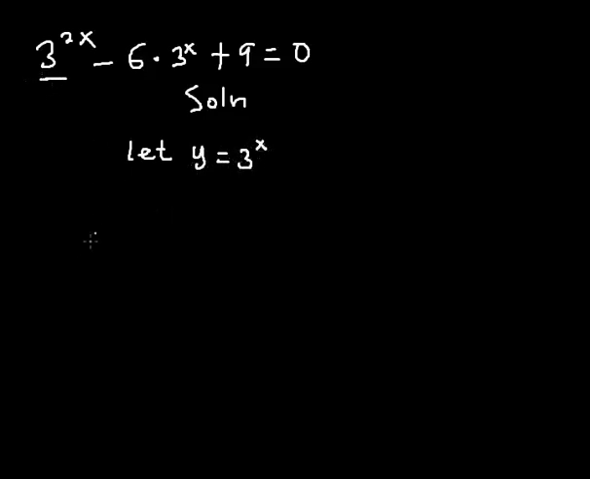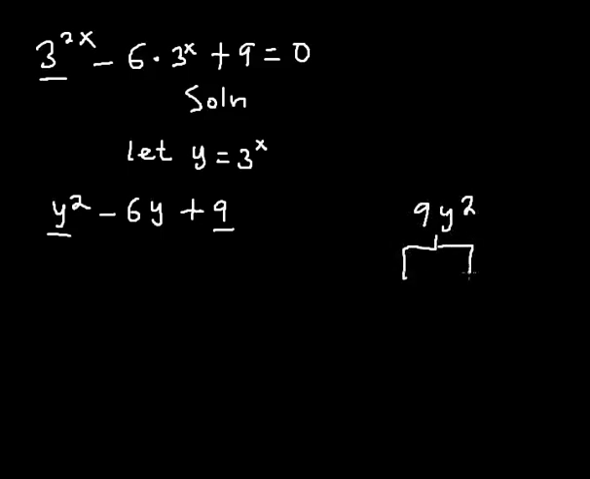So invariably now 3 raised to power 2x will be y squared, then minus 6y, plus 9. Now there's another way of solving this, which is just by factorization, if you don't want to use the almighty formula. So I multiply the first term and the last term, then I get the factors. That's going to be 9y squared. So I split this 9y squared into its factors. Of course, the factors of 9 are 3 and 3, that's 3y and 3y.